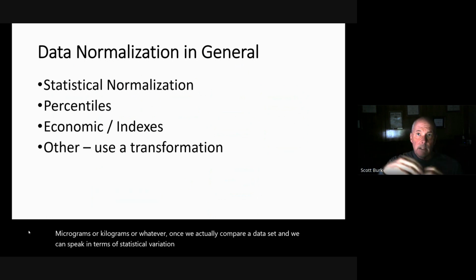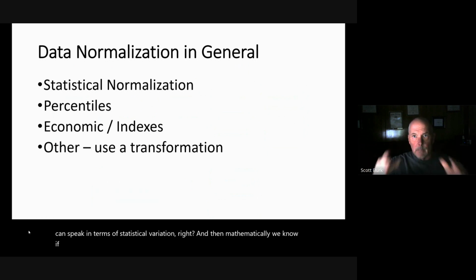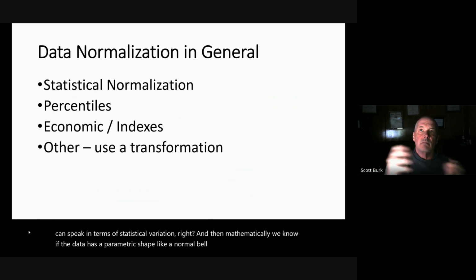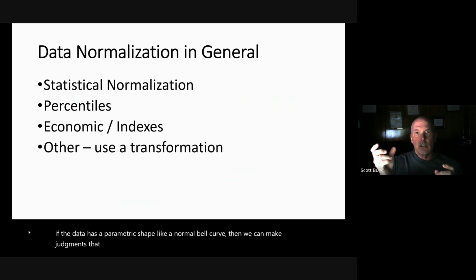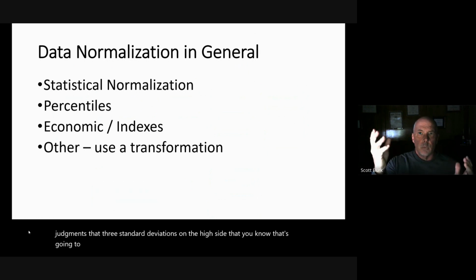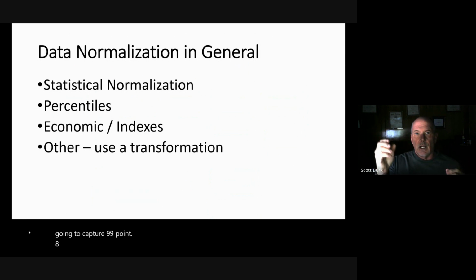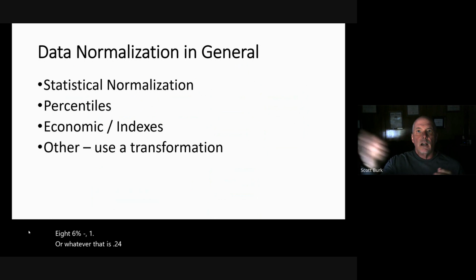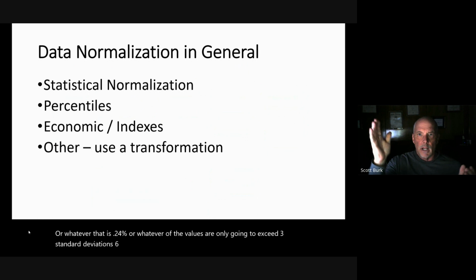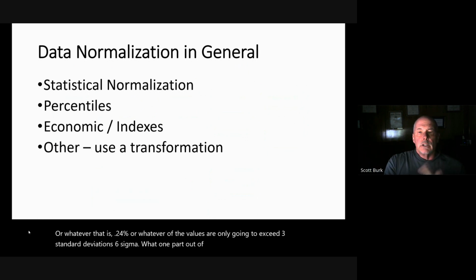And then mathematically, we know if the data has a parametric shape, like a normal bell curve, then we can make judgments that 3 standard deviations on the high side is going to capture 99.86%, or whatever that is, and only about 0.24% or whatever of the values are going to exceed 3 standard deviations. 6 sigma is one part out of a million.